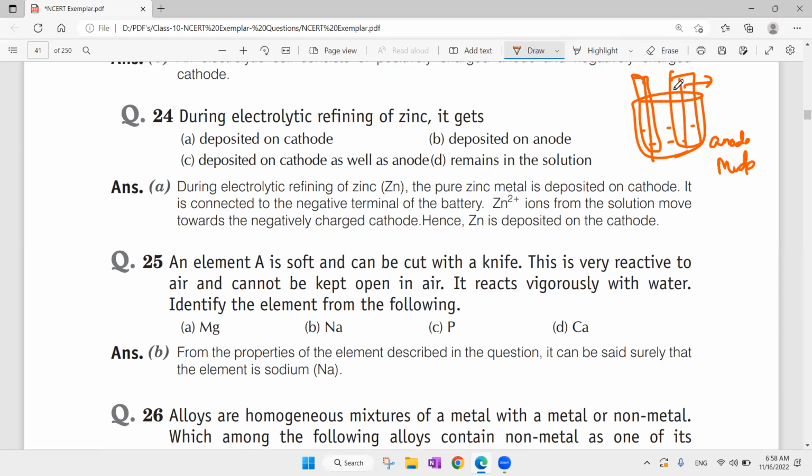From the anode, all the metal will be coming out and moving towards the cathode, isn't it? From the salt also, it will be moving towards the cathode. So deposited on cathode. Here, if you can observe, deposited on cathode, this is correct. Deposited on anode, this is wrong. Deposited on cathode as well as anode, wrong. Remains in the solution, wrong. So the answer is A, deposited on cathode. So we discussed that the cathode will be a very thin strip. After refining and after getting all the metal, the thin strip will become a thick strip of that metal.